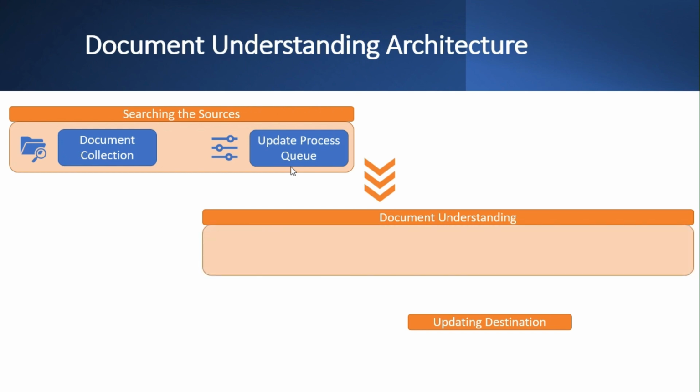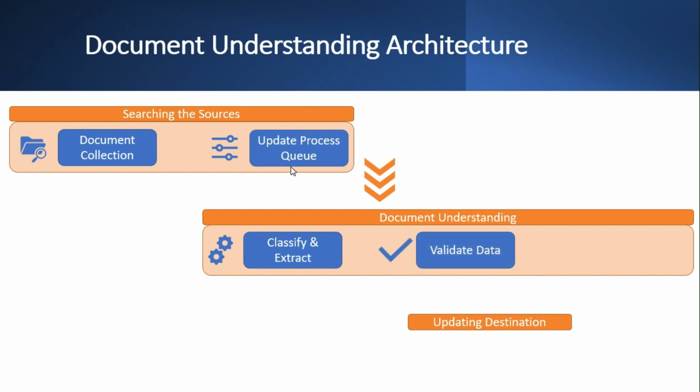So in this one, let's say you have everything in a queue, for example. Once you have it, you get each item from the queue, you do the classification, extraction, validation, and then once you have the validated information, you need to pass it to another process, which is updating the destination wherever it is. It could be an Excel file, it could be some internal application, it could be anything, depending on your process.